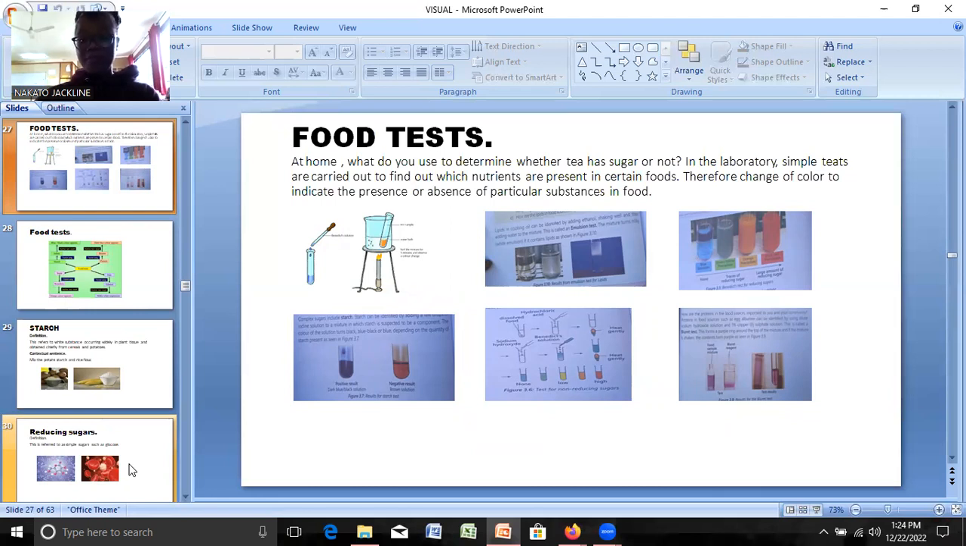And there are 4. How do we find them? It's about the change of color indicated. The color indicates the presence or the absence of particular substances in our food. And there are 4; we see different pictures here. What do we do in the laboratory to test different food substances? These pictures clearly clarify what we do in the laboratory to confirm different food tests.